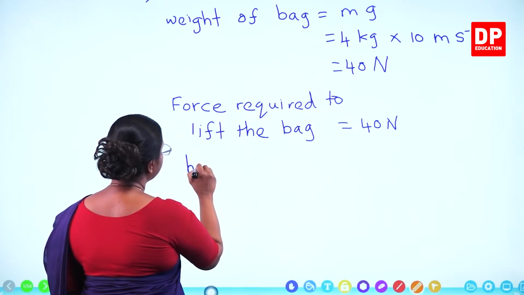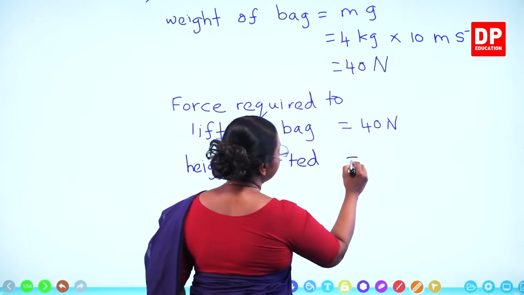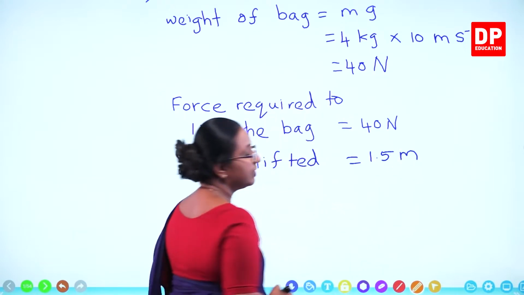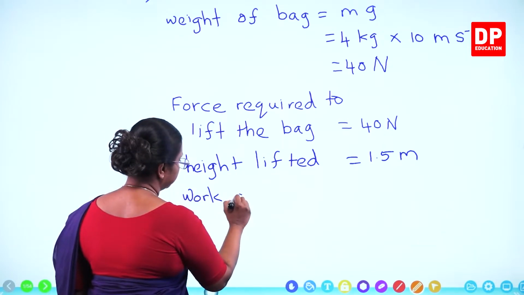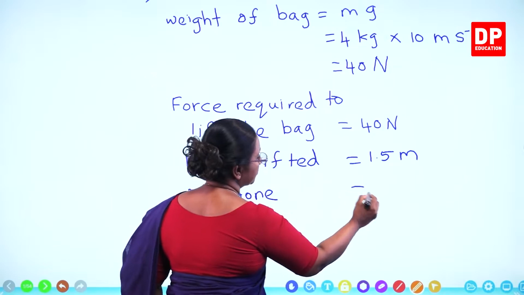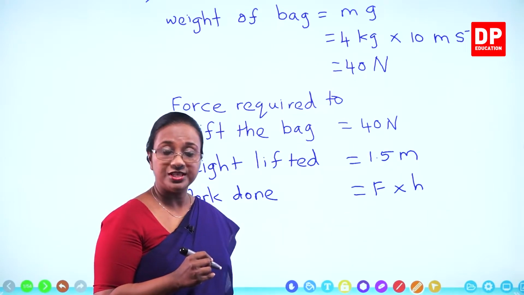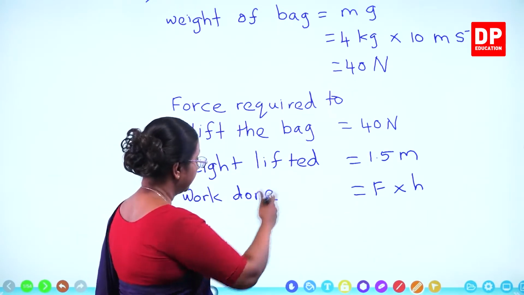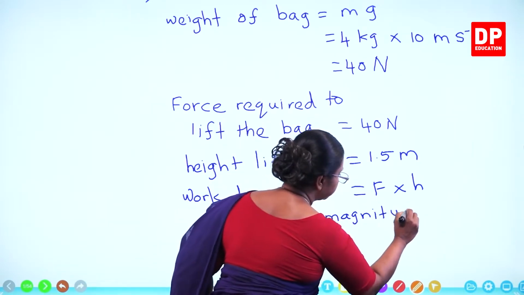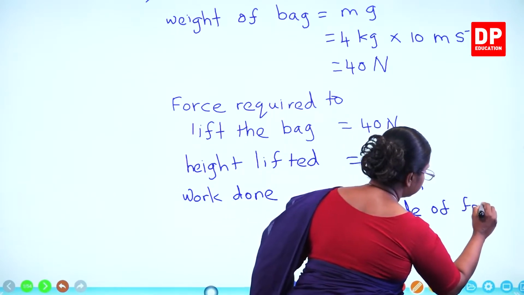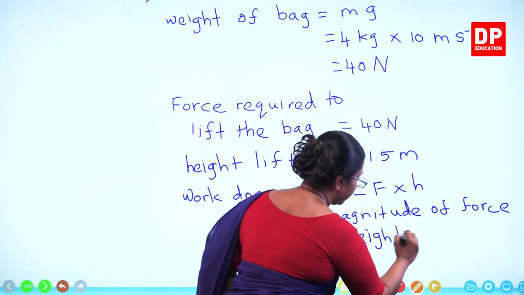Then we know the height lifted. Height lifted, it's given to you as 1.5 meters. So the work done is going to be what? Force into height lifted. You can write it using symbols or you can write it in words. Here if you want, you can say magnitude of force multiplied by height lifted.